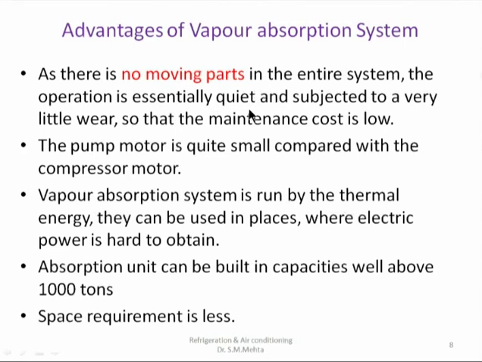Operation is essentially quiet and subjected to very little wear. The pump motor is quite small compared with the compressor motor. Vapor absorption system is run by thermal energy that can be used in places where electrical power is hard to obtain. Absorption units can be built in large capacity also, and space requirement is also less. So these are the different advantages of the vapor absorption refrigeration system.